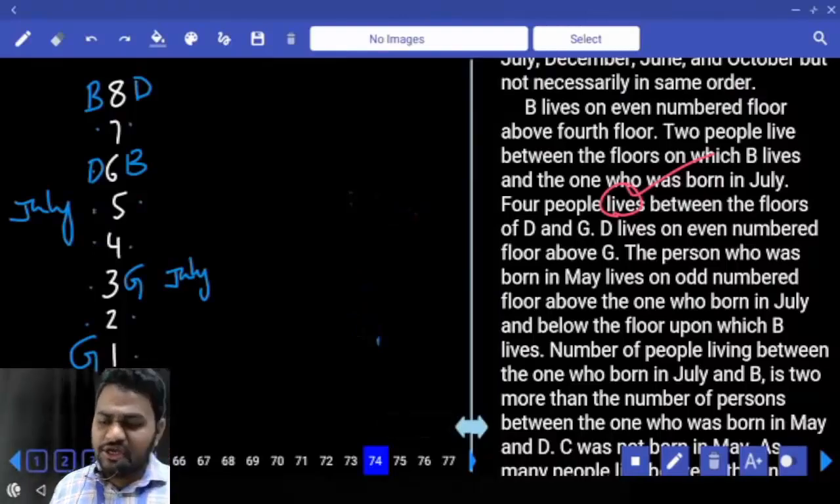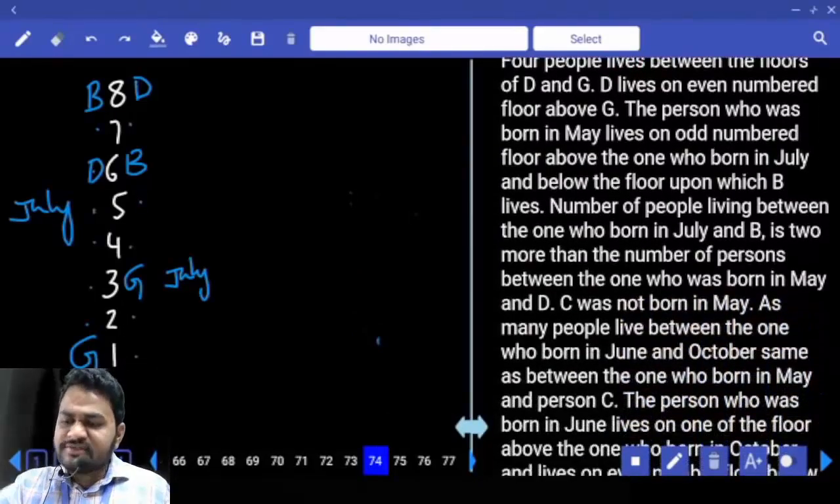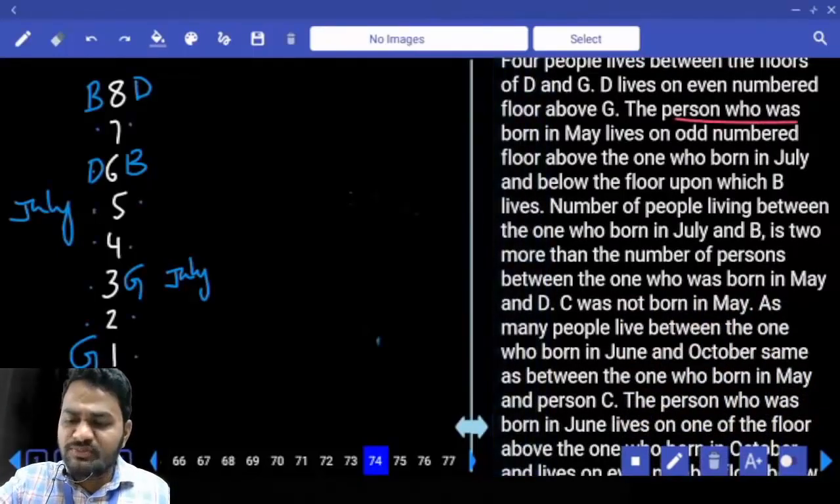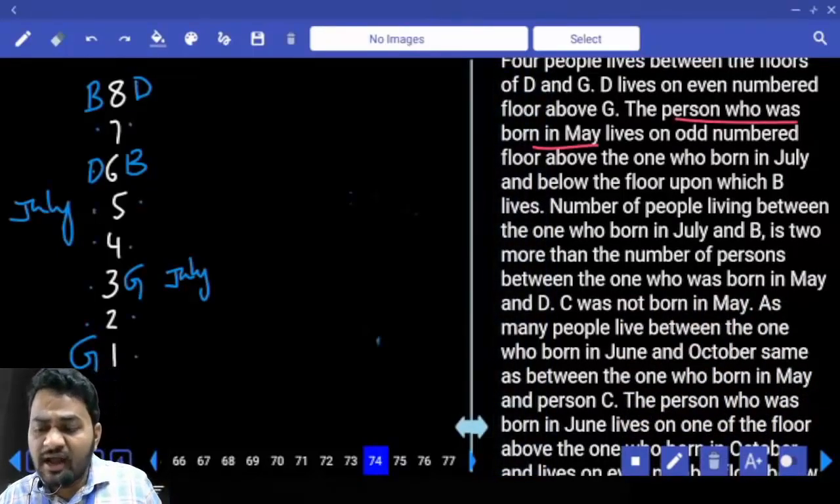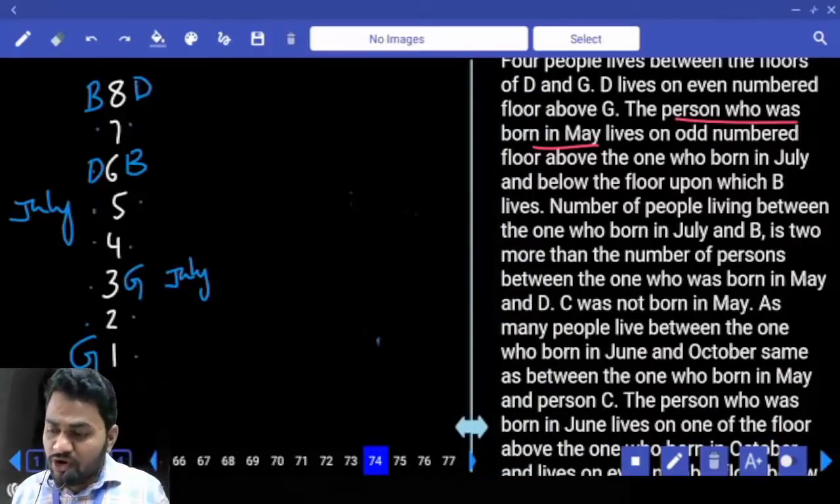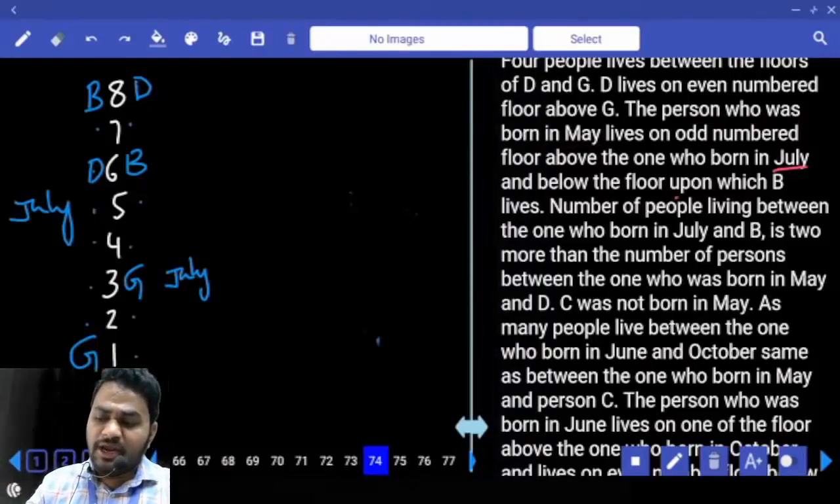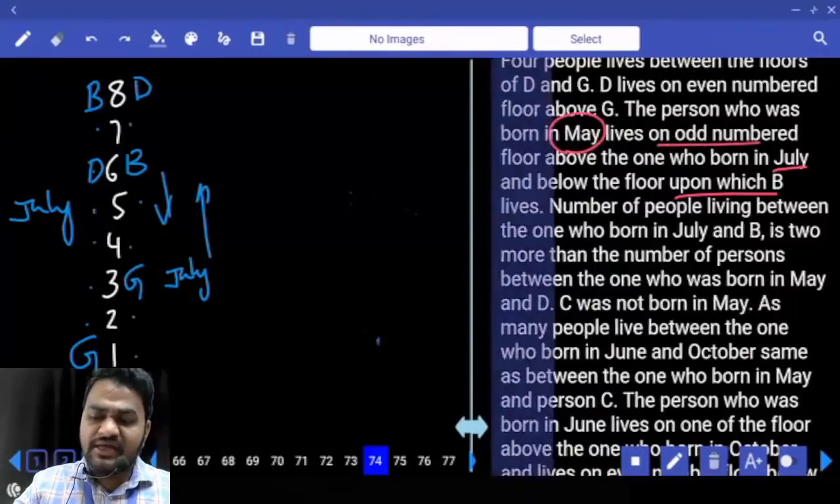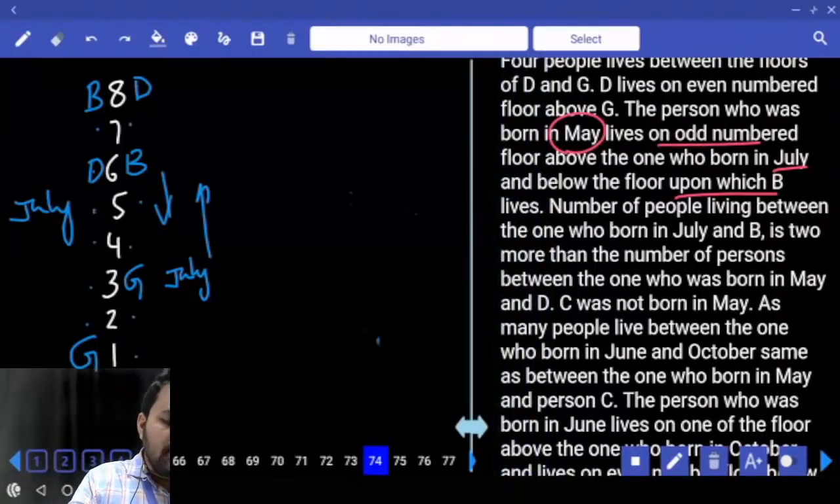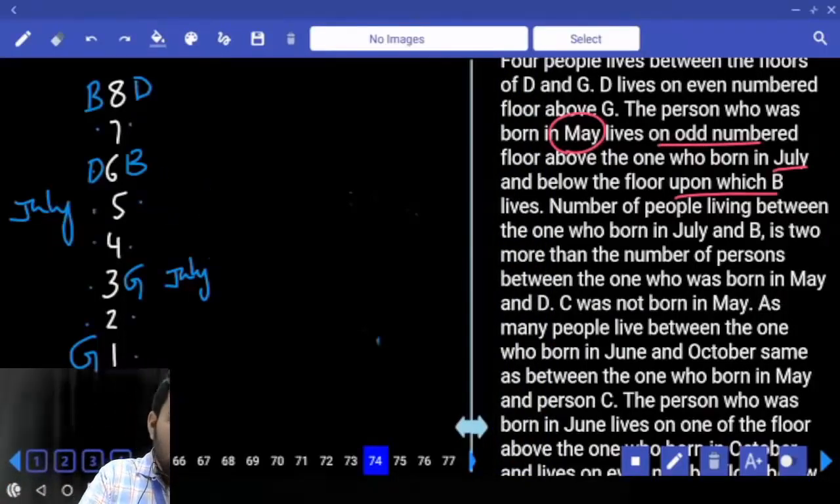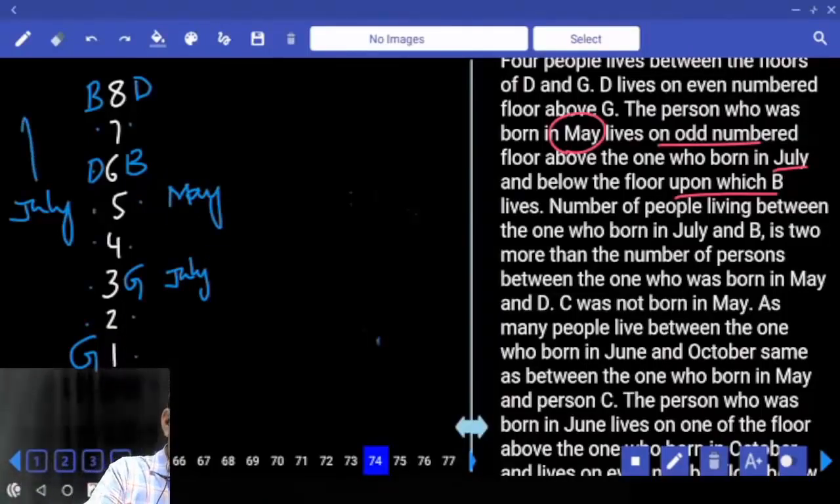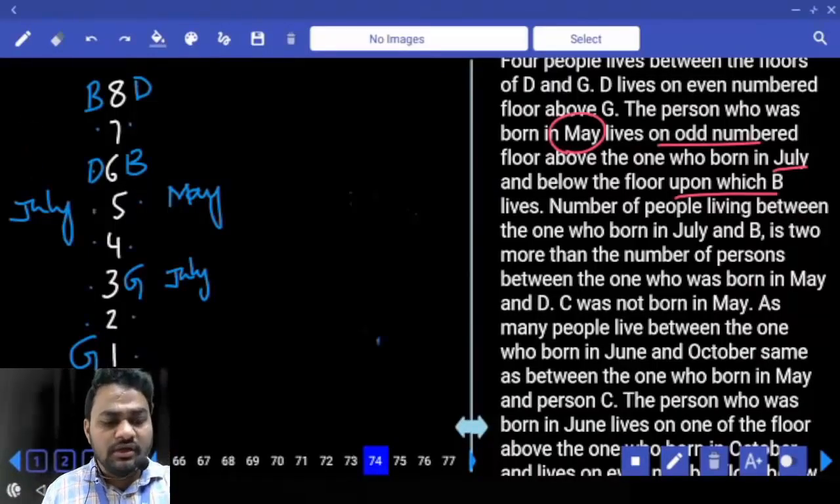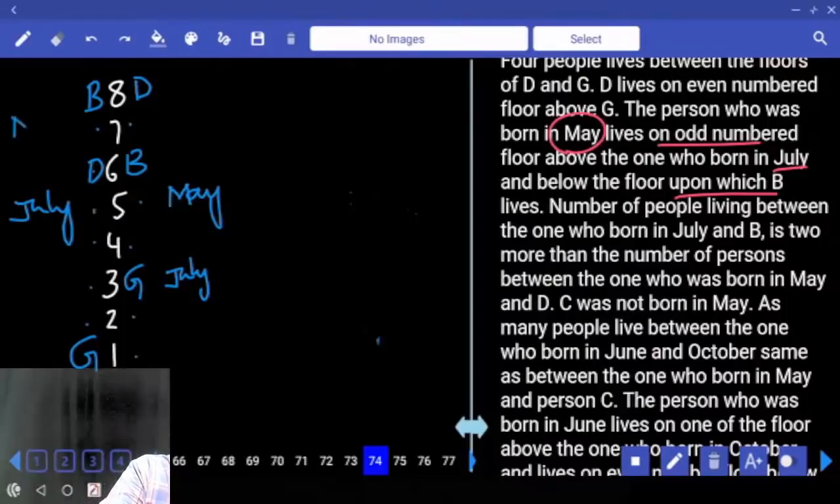Right. The next condition here: the person who was born in May lives on an odd number floor above the one who was born in July, above July but below B. Above July, below B, we need to place May, and that is an odd number floor. Below B, above July, on the right side possibility we have only the 5th floor to fix May. Next, above July is nothing but 6, 7, 8, and below B is nothing but 6 and 7. Between these two, the odd number floor is nothing but the 7th floor for May.